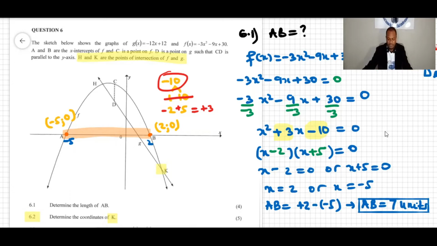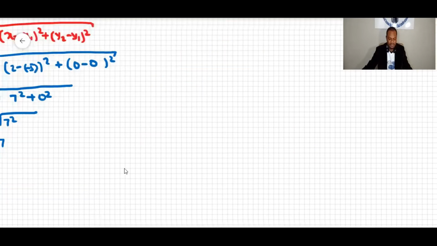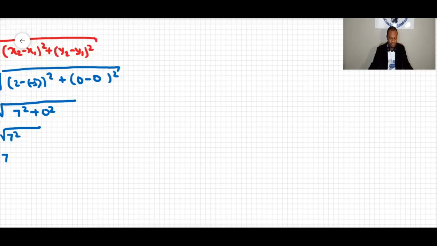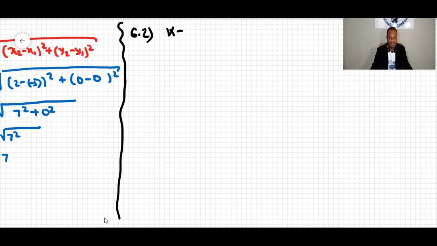Okay, so 6.2 says we need to find the coordinates of K, meaning we need to find the x and the y coordinate of K. So that's what they mean. We need to find K like this.